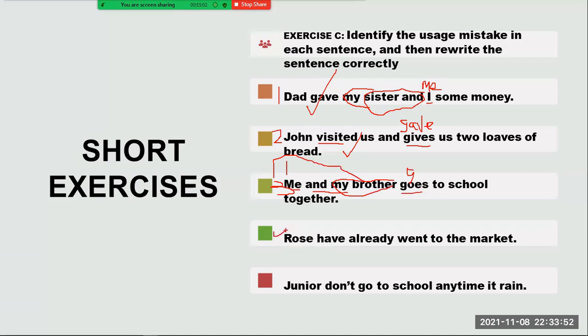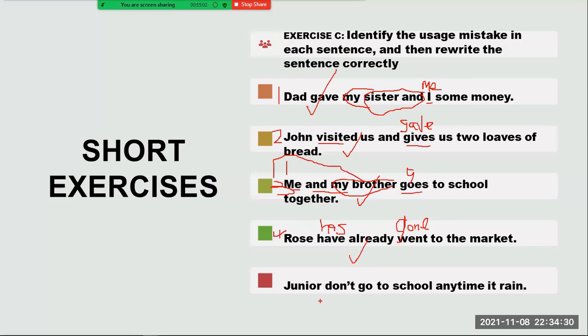So let's look at number 4. If you got it right, you tick it. Rose have already went to school. The first usage mistake here is have. Rose is a singular subject and must be followed by a singular verb. Rose has already, then gone instead of went. Has already gone to school. Gone to the marketplace. So if you got it right, you tick it.